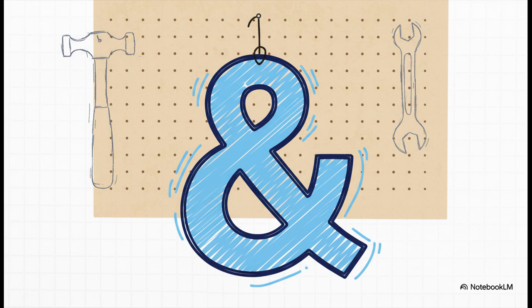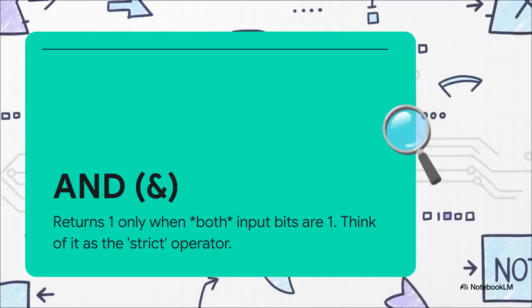First up, let's talk about the AND operator. You'll see it as a single ampersand. This is probably one of the most common and useful tools in our entire bitwise kit. The rule for AND is super simple, but it's also very strict. For any given position, it will only give you a 1 if the bit from the first number is a 1 and the bit from the second number is also a 1. If either one of them is a 0, nope, the result is 0.